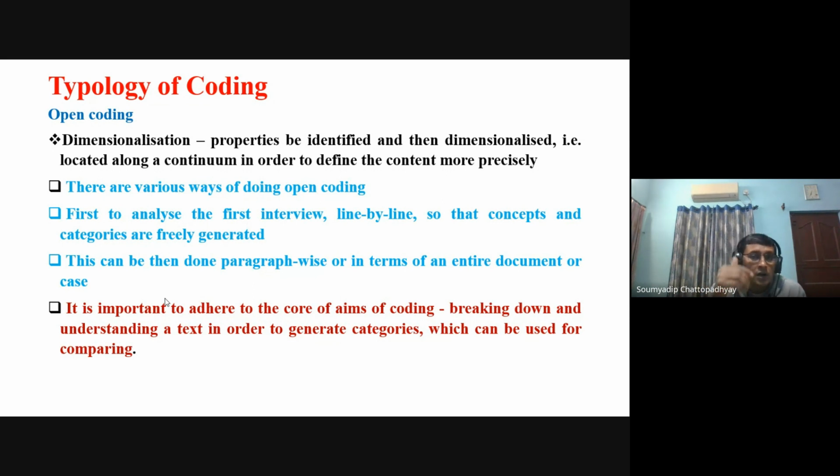And then after that, you can go paragraph-wise or in terms of the entire document. So at the end of the day, what is most important for the researcher is to adhere to the core aims of coding. Why are we coding? Because we want to understand the text and the field observation, in order to generate categories which can be used for comparing, and for understanding the entire socio-economic and political realities behind any particular scenario. That is why it is important for us to understand open coding.